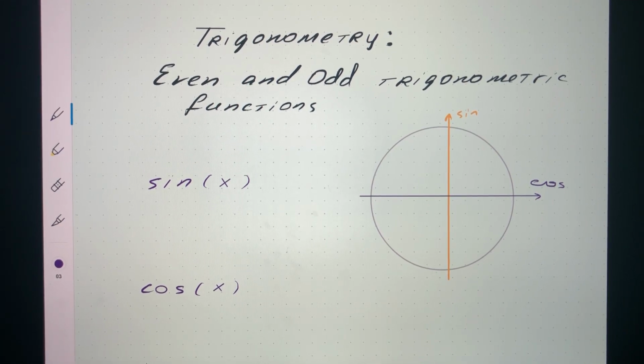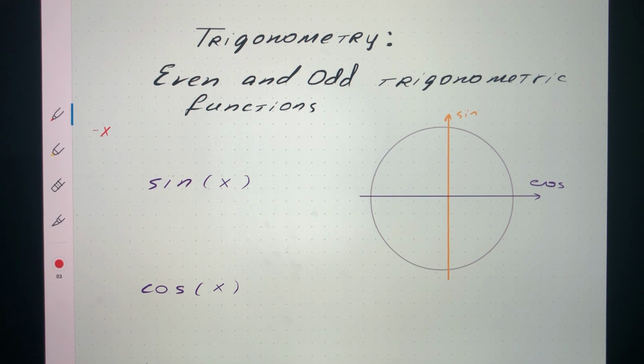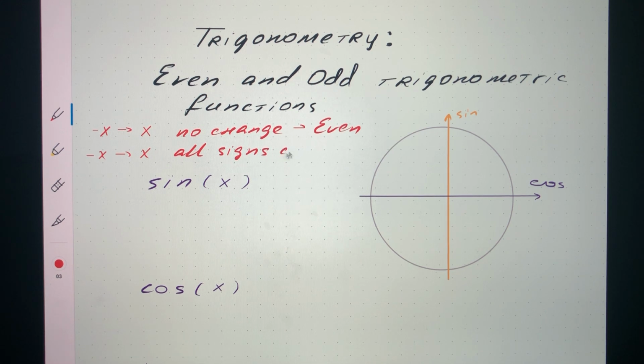Hello, in this video, let's talk about the even and odd functions in trigonometry. Now, in algebra, an even function is when we take all the x's and replace them with negative x and no signs change, then we have even. And if we take negative x and put it in place of x and all signs change, then we have odd. And if some signs change and some do not, then it's neither even nor odd.